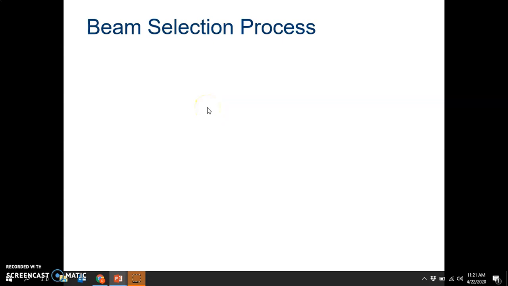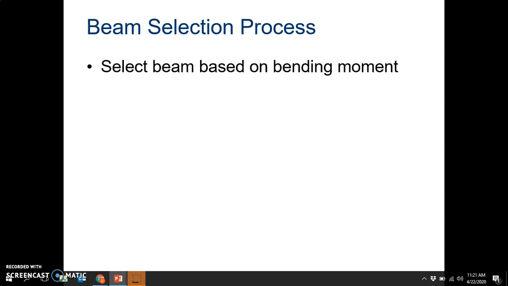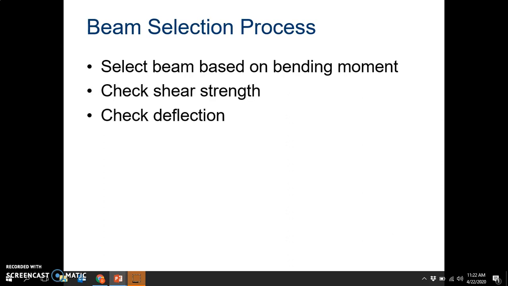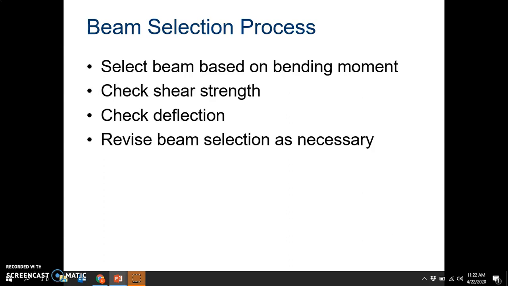In this video, we're going to go through a full comprehensive example on how to select a beam member. So let's recap the process. Step one is you select a beam size based on the bending moment. Once you choose the lightest member that can handle the bending moment, you then check shear and then you check deflection.